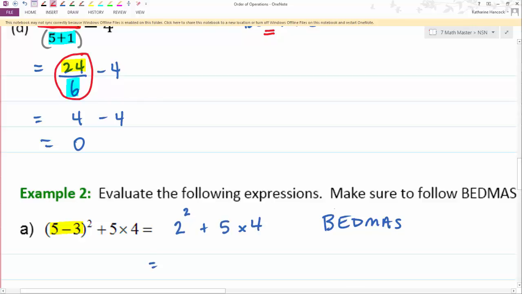So I'm done with the brackets. Now I have to do exponents, and I definitely have exponents. So I'm going to do those exponents now. So I have 4 plus 5 times 4.